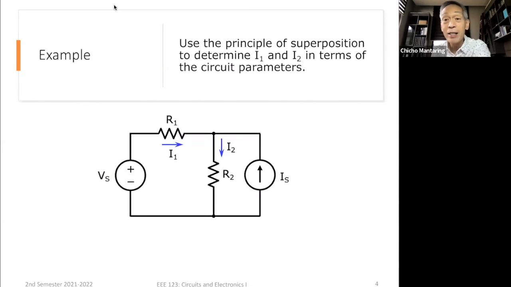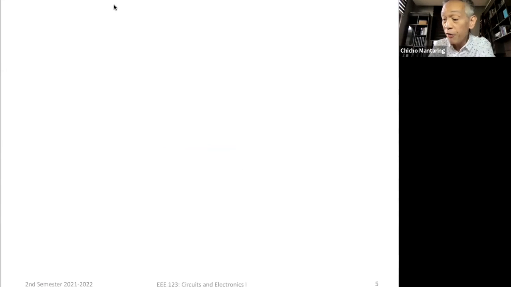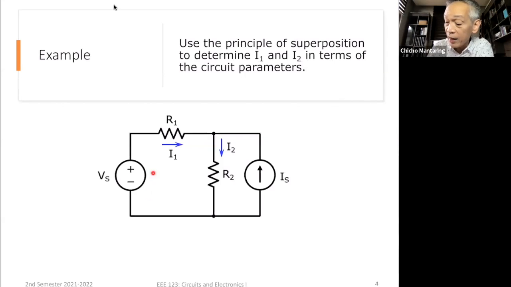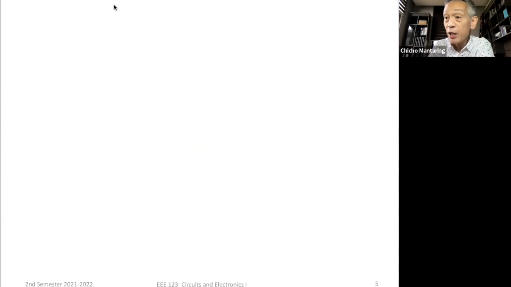Okay, let's jump into an example. The easiest way for me to explain this is to jump into an example. So here I have a circuit with two independent sources, Vs and Is. And I'm going to use the principle of superposition to determine I1 and I2 in terms of the circuit parameters. So how am I going to do this? First, let's consider Vs acting alone. If I want Vs to act alone, I have to suppress my current source.